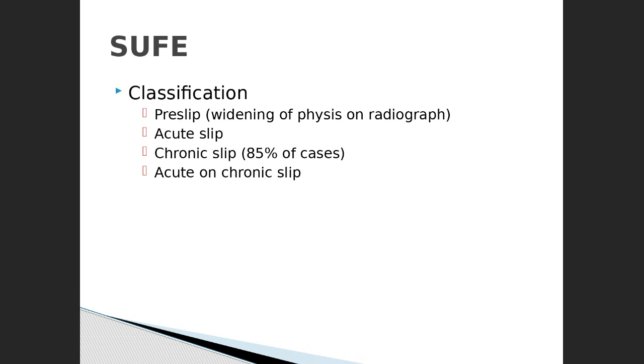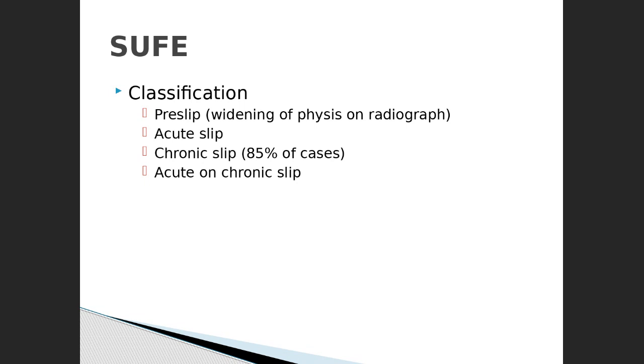Now, in orthopedics, we always attempt to classify disorders because our classification helps us in the management of the problems. And so in the slipped upper femoral epiphysis, we classify it by pre-slip. In a pre-slip, the patient has clinical features, but on a plain radiograph, there's just widening of the physis. Then there's what we call an acute slip, where the patient has had symptoms for less than 3 weeks. Then there's a chronic slip, in which the patient would have had symptoms for greater than 3 weeks.